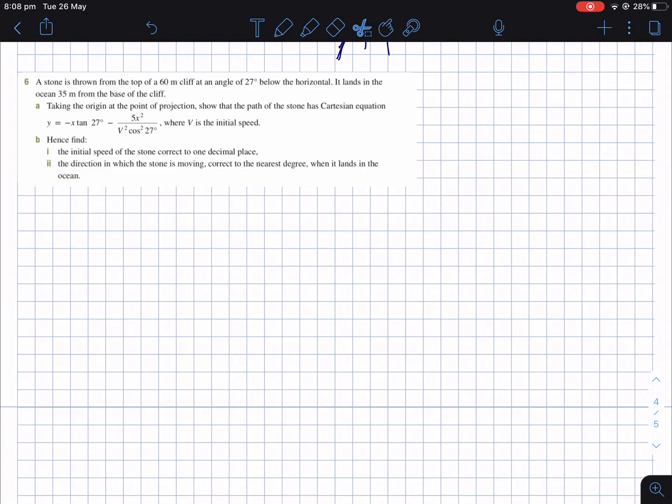Question 6, we've got a stone thrown from the top of a cliff at an angle 27 degrees below the horizontal. And it lands in the ocean about 35 meters away. So we're going to treat where it takes off as the, whatchamacallit. You know what I mean. Origin.